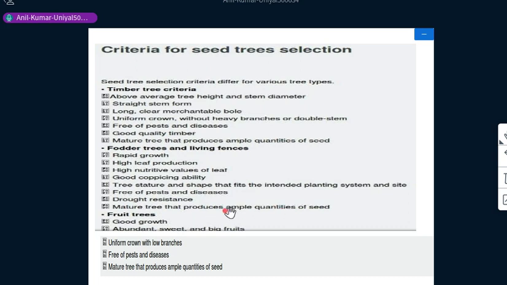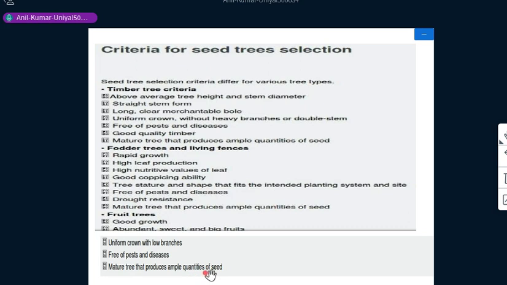These characters are almost similar for all, such as heavy seeding, then disease or insect free, then healthy trees should be there. Then for fruit trees, the desirabilities are that it should be of good form, with abundant, sweet, and big fruit. Bigger size fruit are needful and desirable. Then it should have a uniform crown with low branches, then be free of pests and diseases, and the mature tree should produce an ample amount of seed.